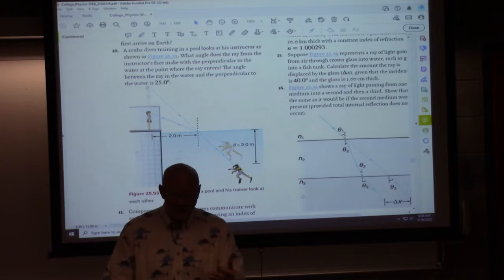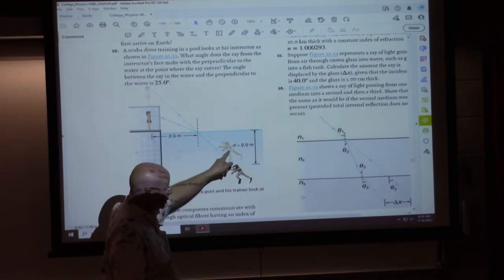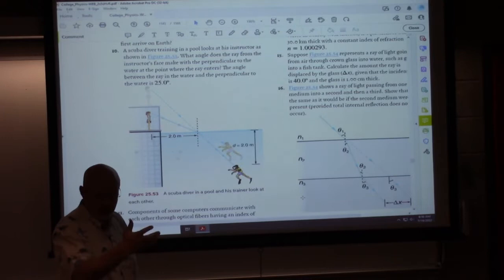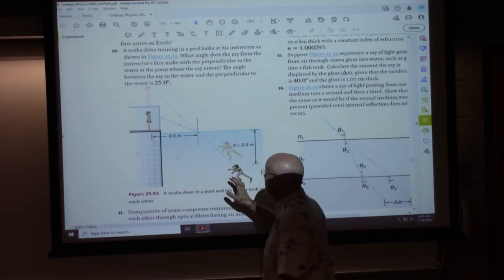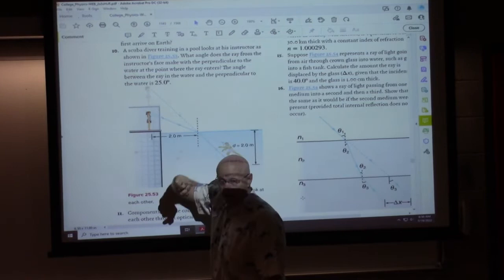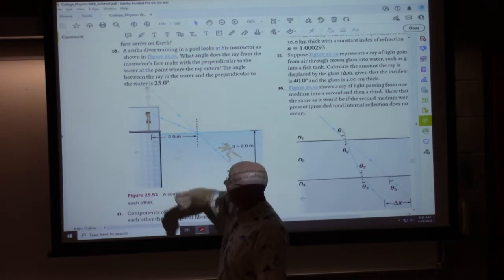Because I'm on the deck looking in, and everything at the bottom looked closer up. The reverse is also true. The person under the water is going to get a misperception. They're going to think the light came to them in a straight line, and so a straight line puts the person on the deck further away and kind of up and elevated.